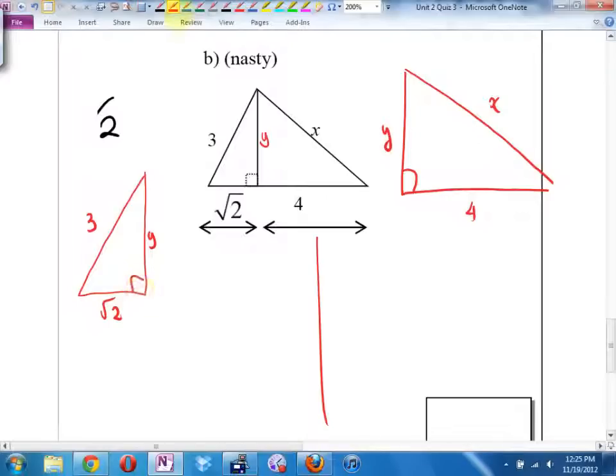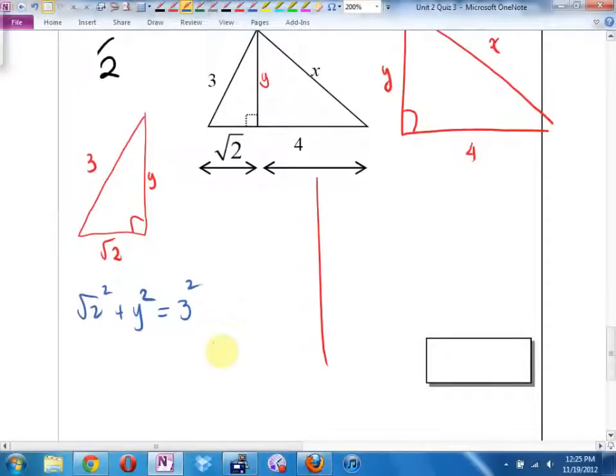I'm going to get root 2 squared plus 3 squared equals... No, Mr. Dewick, you don't put the y by itself. Marcus told you the hypotenuse is what always goes by itself. So the y squared's going to go there, and the 3 squared's going to go there. That's what you were saying, yeah? Hey, Marcus, what is root 2 all squared? So are you saying this is 2 plus y squared equals 9?